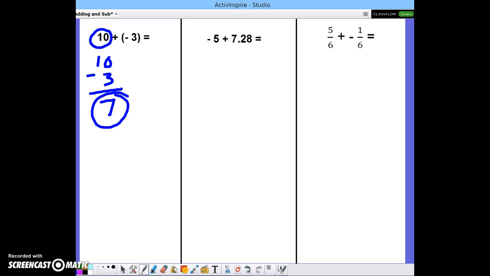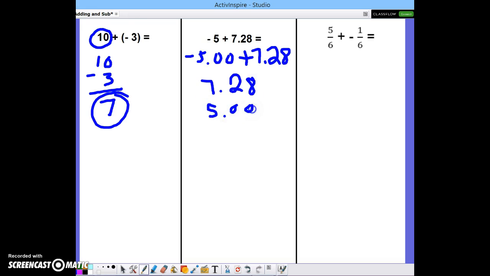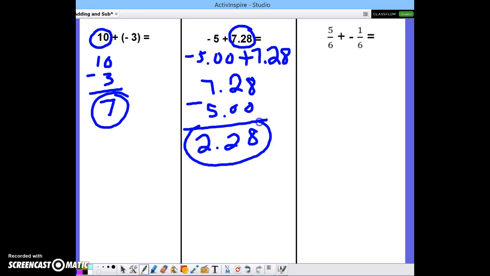Next one, negative 5 plus 7 and 2800. Before you can add or subtract decimals, I have to make them look alike. So negative 5.00 plus 7 and 2800. All right, my signs are different. I need to subtract. 7 and 2800 minus 5, 8, 2, 2. Again, I had more positives. The answer is positive 2 and 2800.